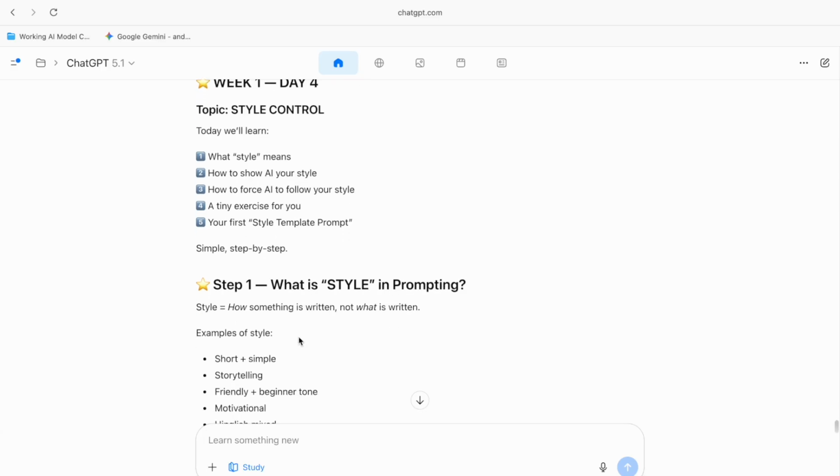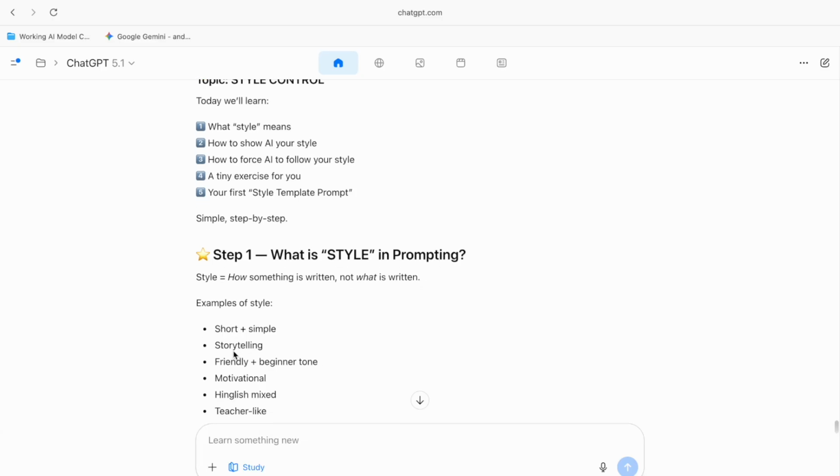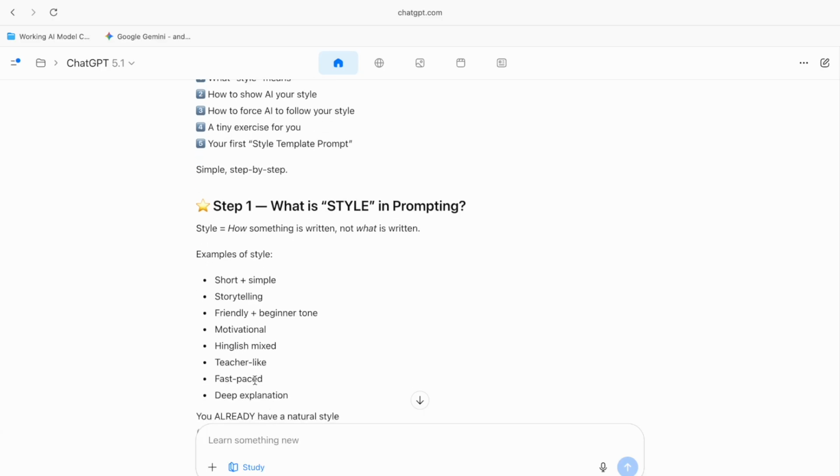What is style prompting? Style is how something is written, not what is written. Okay. So it's about how something is written, not what is written. So if I use my own style and write an article, even then Google thinks it's AI written, because the content is gonna be the same, but the style is different. Okay. Short and simple storytelling, friendly and beginner tone, motivational, Hindi English mix, teacher like. Okay, now I understand what is meant by style. So fast, deep explanation. I get it now.